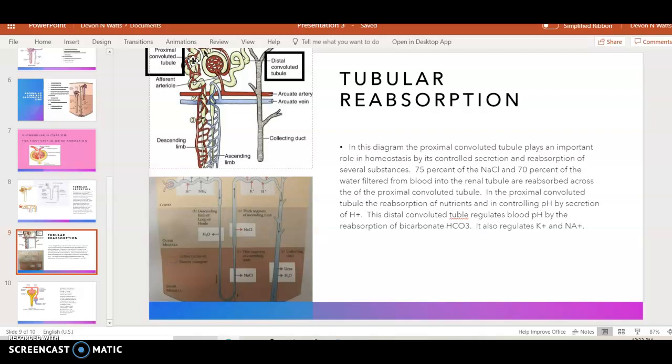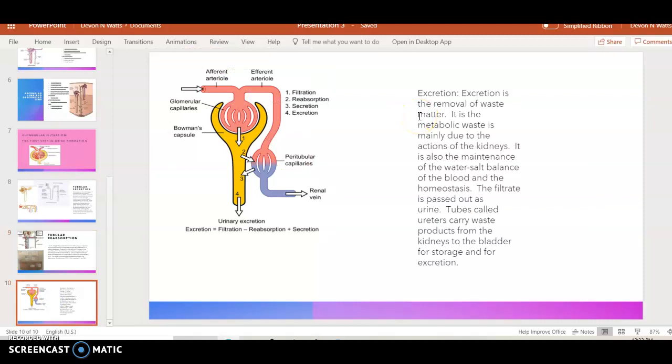And then after it's reabsorbed, urine is excreted, and that is the main waste matter. So the filtrate, after it's been filtered, the minerals get reabsorbed, and then the rest gets excreted. Okay, and that explains about urine, filtration, reabsorption, secretion, and excretion.